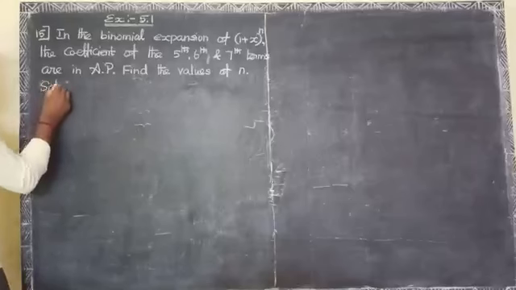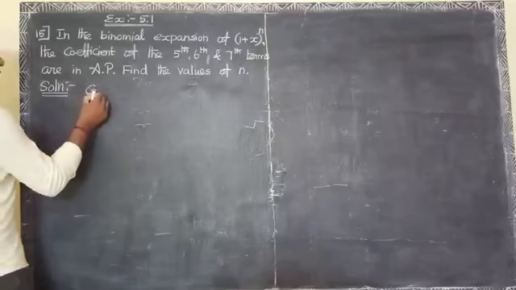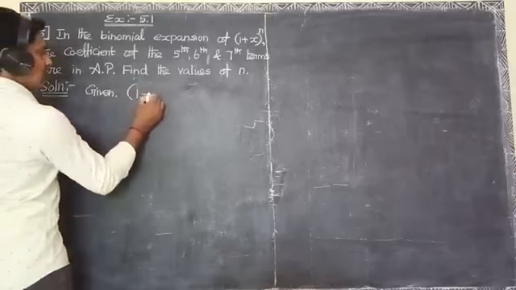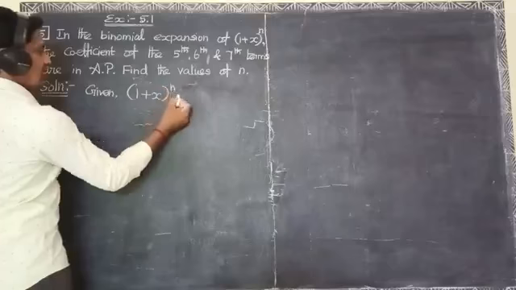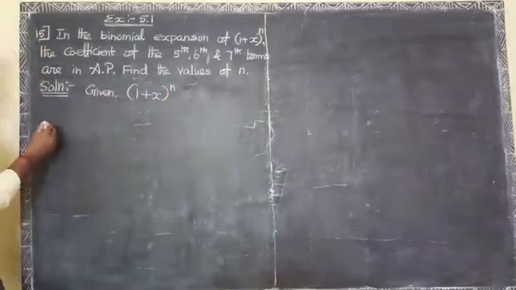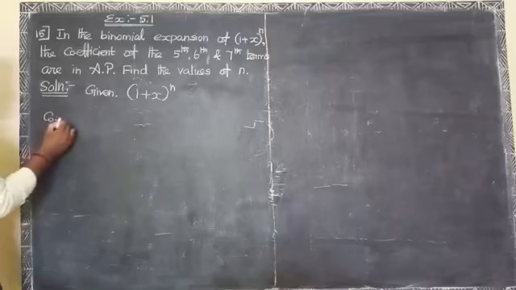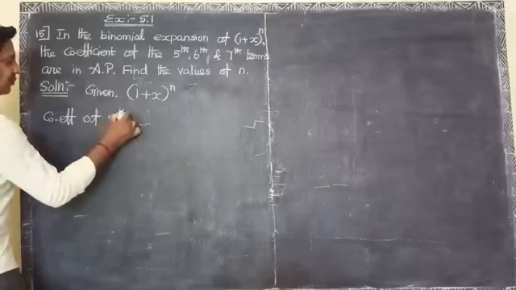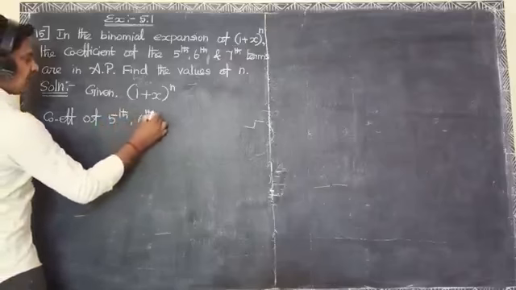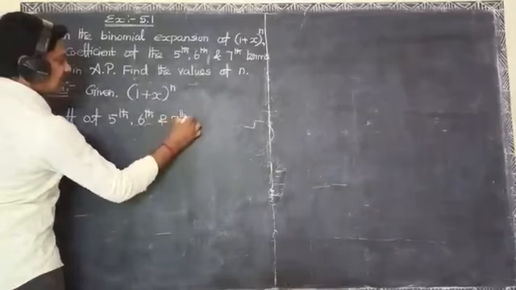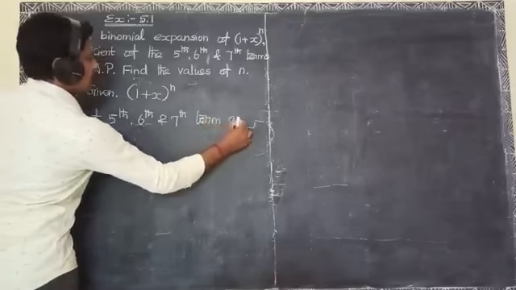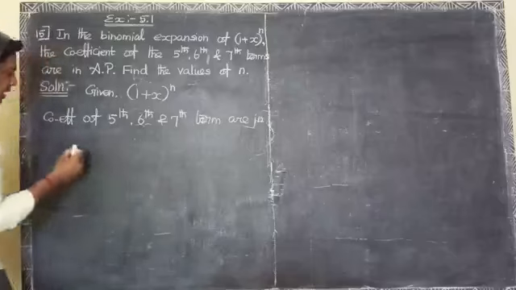Solution: given binomial expression is (1 + x)^n. Then the condition is that the coefficients of the 5th, 6th and 7th terms are in AP.